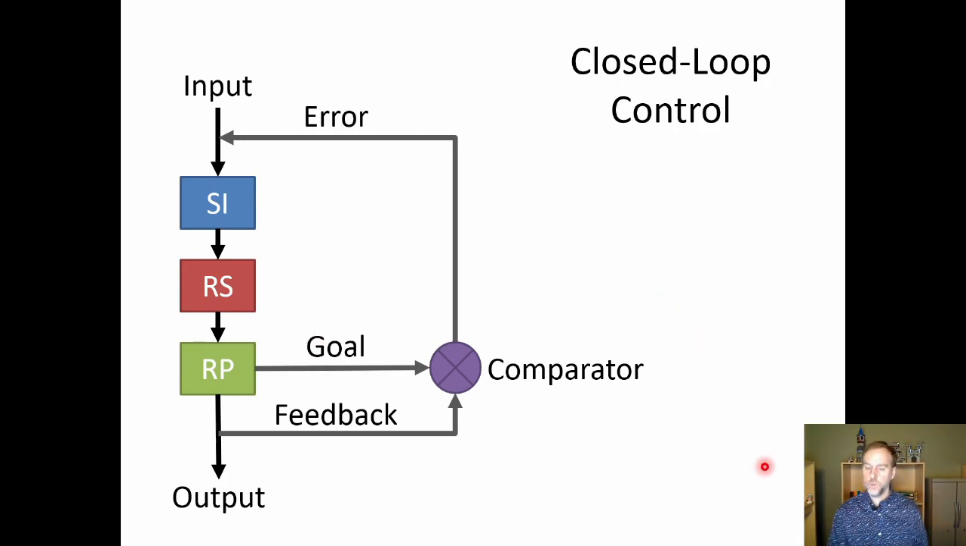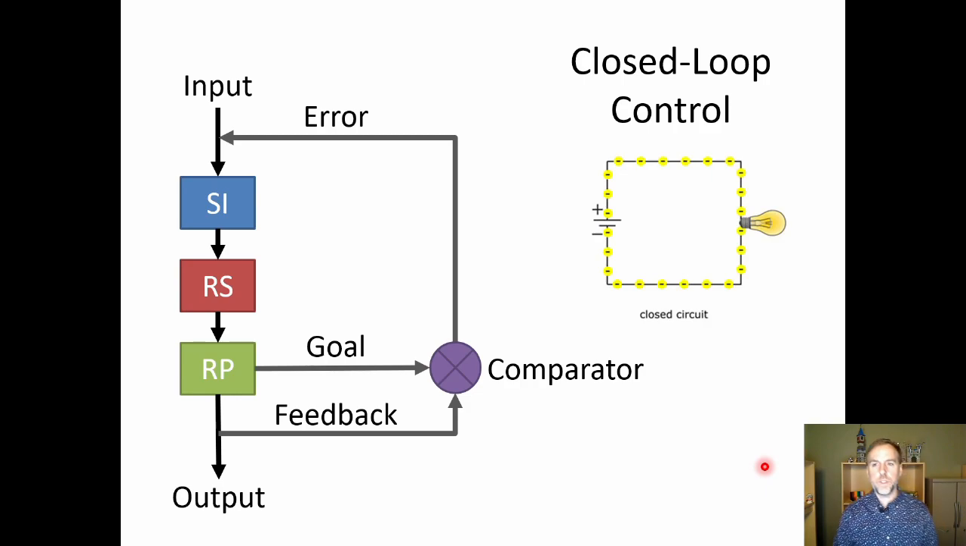So that's closed loop control, and the terminology is a little strange. I think it's borrowed from engineering. You can think about a circuit, a closed circuit. So this circuit here is closed. The electrons are flowing from the negative to the positive of the battery, and the light turns on because this is a closed circuit. So same thing here. You think about this circuit. It's closed, as in the comparator sends information back through information processing.